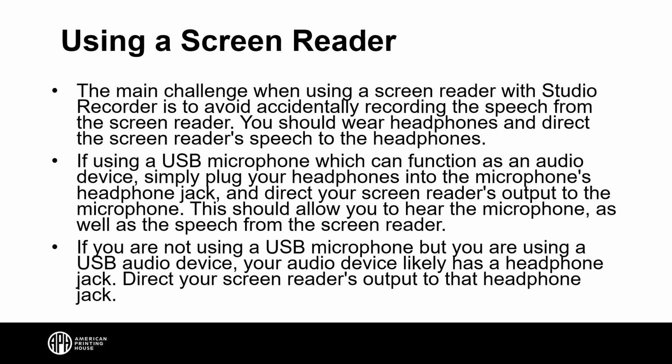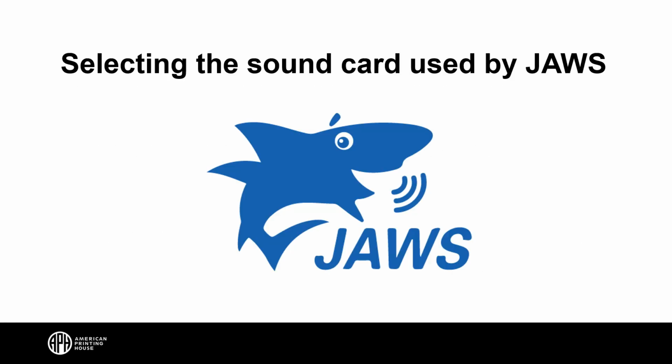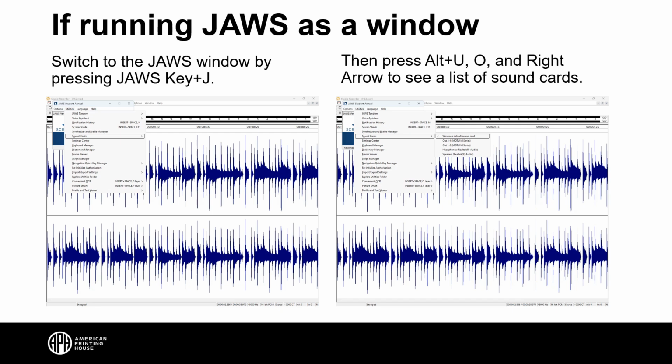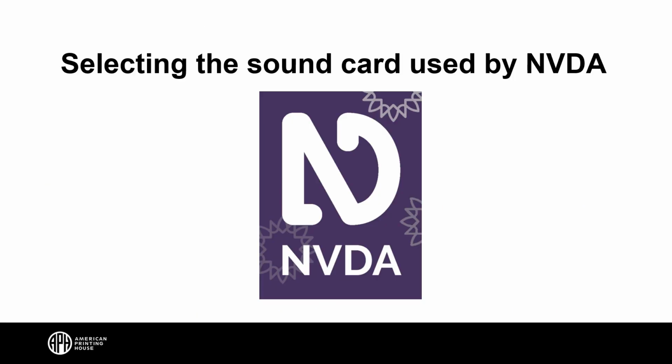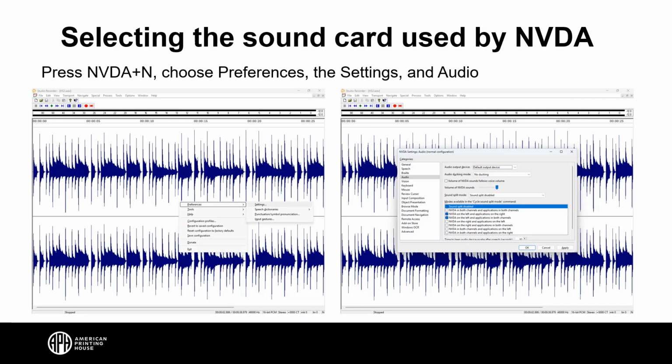To do this, if you're a JAWS user, simply press the JAWS key with J. The JAWS key is usually either insert or caps lock. Then press U followed by O, followed by the right arrow key. This opens a menu where you can select the sound card for JAWS to use. If you are using NVDA, simply press the NVDA key with N and open the Preferences menu. Then select Settings. From there, you can select Audio and tab over to the box where you can select your preferred audio device.